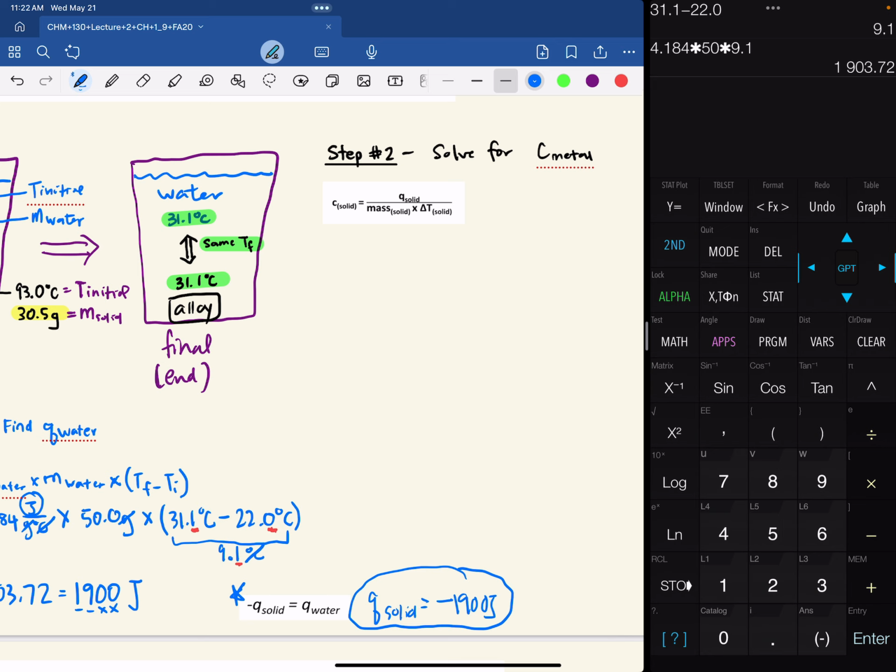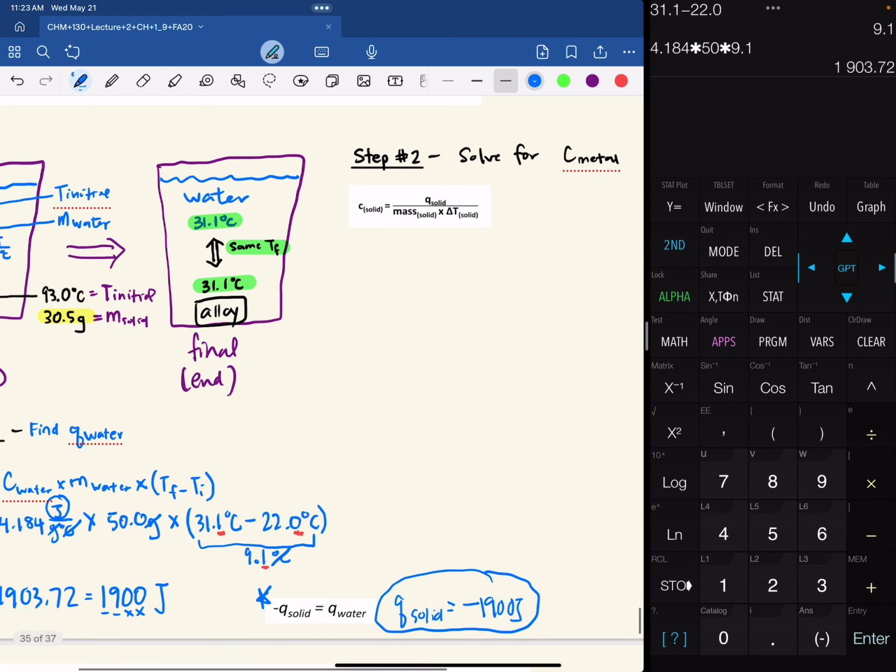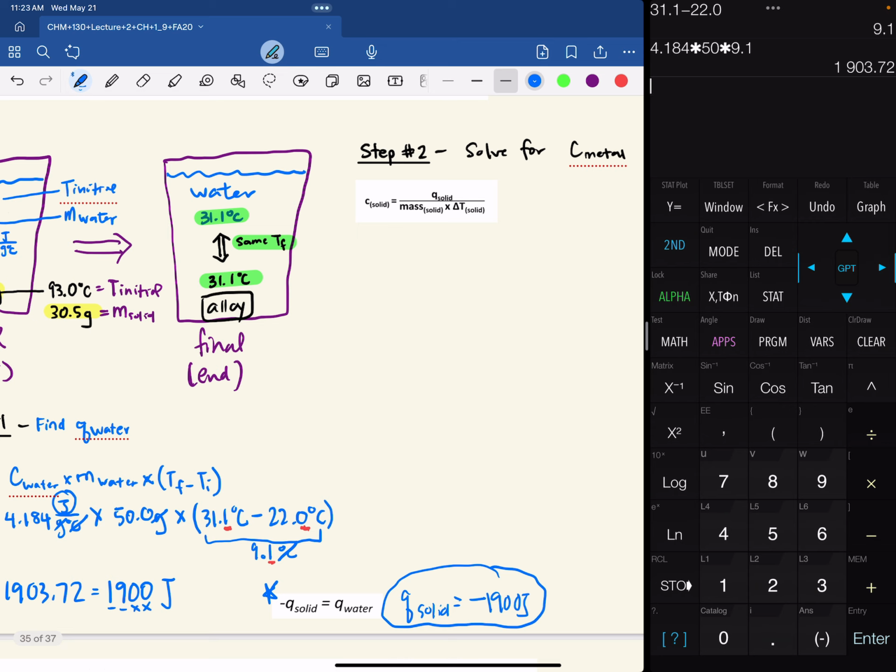So step 2, now that we have Q for the solid, we would like to solve for the specific heat C for the metal, which is what the question is asking. And I already went ahead and copy and pasted that equation from before. C of the solid is equal to Q of the solid divided by the mass of the solid times delta T of the solid. So we're going to go ahead and plug in what we know. C of the solid is equal to Q of the solid, which we just solved for. It's negative 1900 joules all over the mass of the solid.